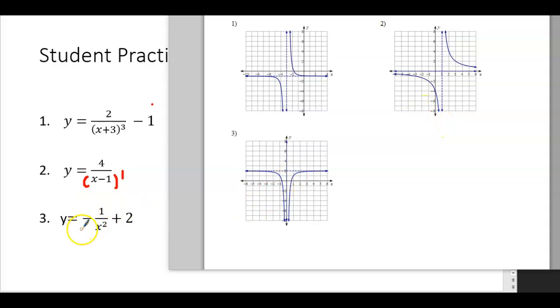Finally, on number 3, we have no h value, which means that h is 0. Therefore, my vertical asymptote will be the y-axis. My k value is 2, so my horizontal asymptote is 2. And since I have a negative fraction with an even power, that would be this shape here, upside down on both sides, bottom left and bottom right quadrants. And that's how you graph these types of functions.